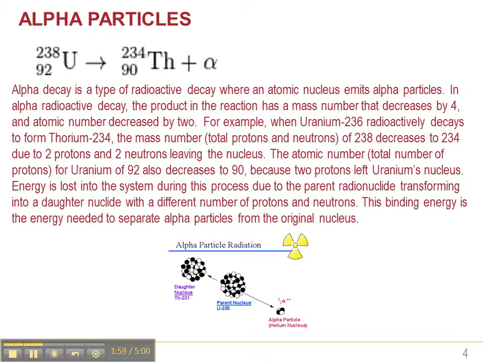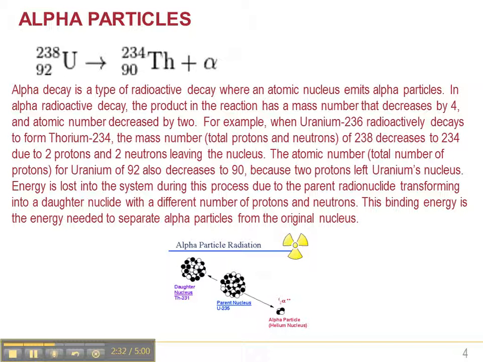Alpha particles. Alpha decay is a type of radioactive decay where an atomic nucleus emits alpha particles. In alpha radioactive decay, the product in the reaction has a mass number that decreases by 4, and atomic number decreases by 2. For example, when uranium-238 radioactively decays to form thorium-234, the mass number, which is the total number of protons and neutrons, of 238 decreases to 234, due to 2 protons and 2 neutrons leaving the nucleus.